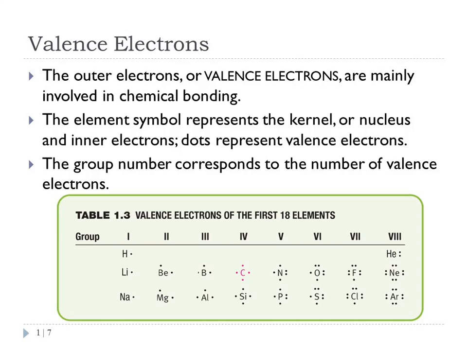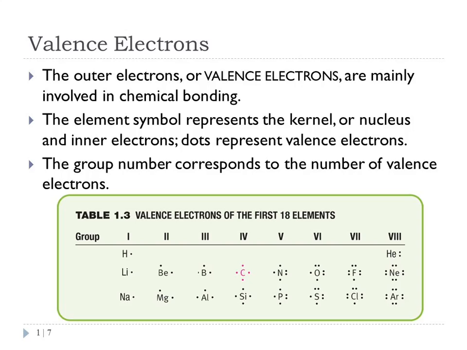But if we look at sodium, sodium has 1 electron in the highest level, and the rest of its electrons are all on the inside. And so when we show these diagrams, we're using the element symbol to represent the nucleus and all of the core electrons, and we use the dots to show just the valence electrons, the ones in that highest shell.